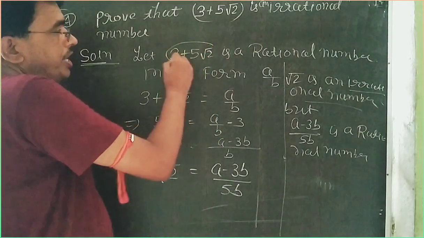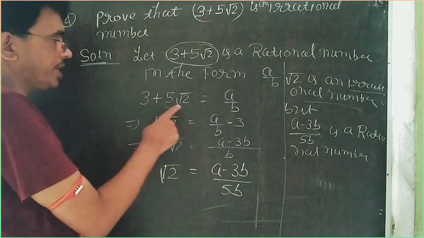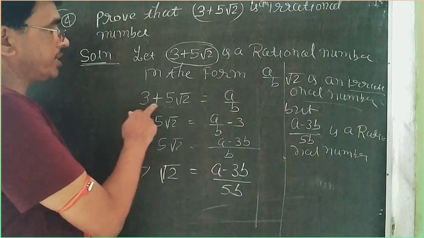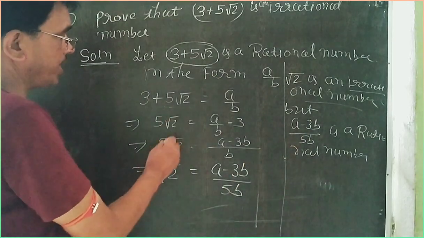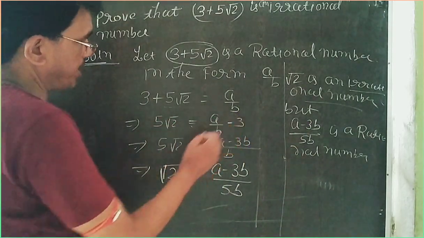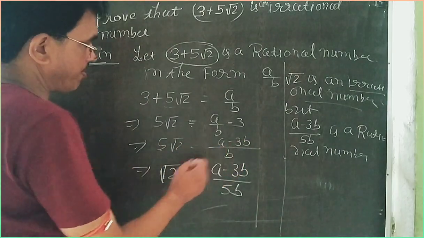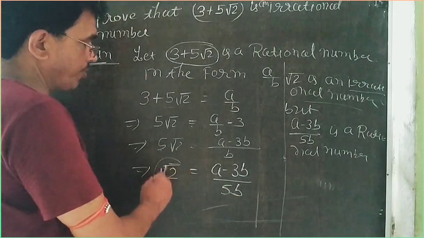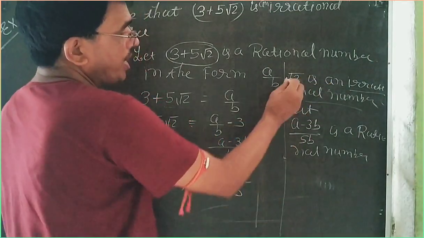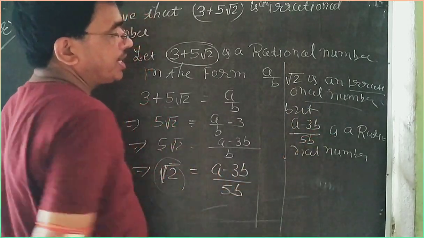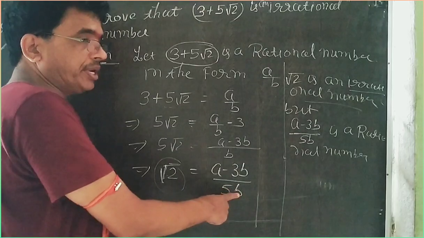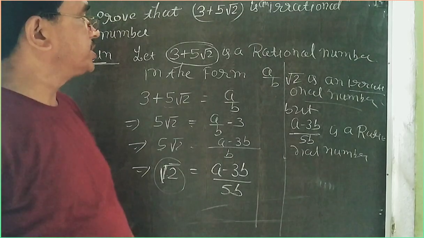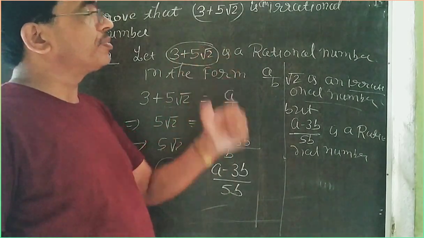Then first we find it is irrational. I write here irrational. Then except the irrational term, all terms go to the right side. All terms here, 3 plus 5 root 2, go to the right side. Then you get 5 root 2 is equal to a by b minus 3. Then 5 root 2 is equal to (a minus 3b) by b. So root 2 is equal to (a minus 3b) by 5b. It is clear here that root 2 is irrational, but (a minus 3b) by 5b is a rational number, and both are equal. It is not possible. It is a contradiction. So our supposition is wrong. Then you can say 3 plus 5 root 2 is irrational.